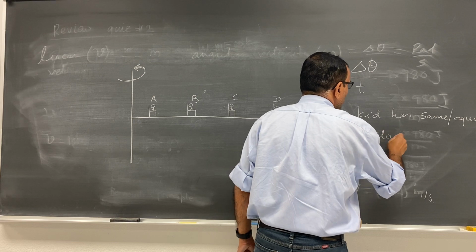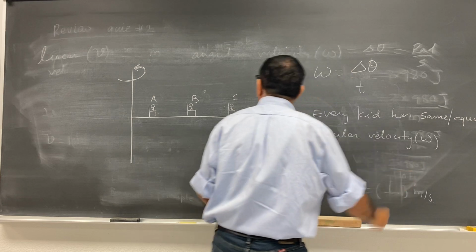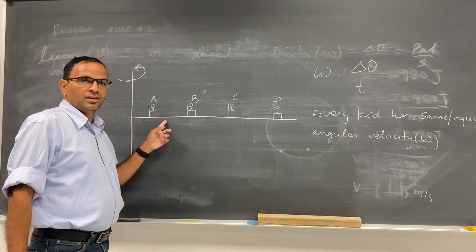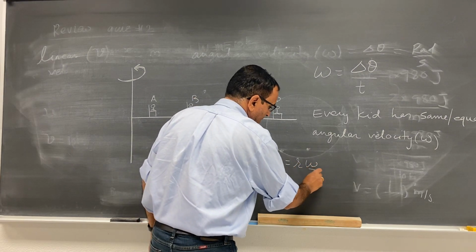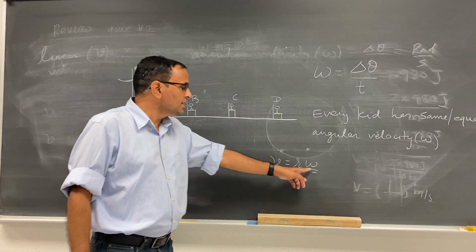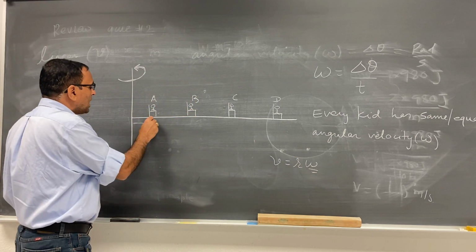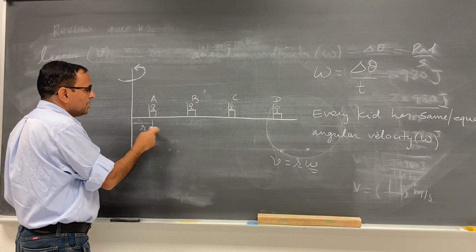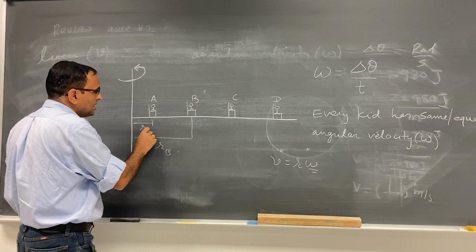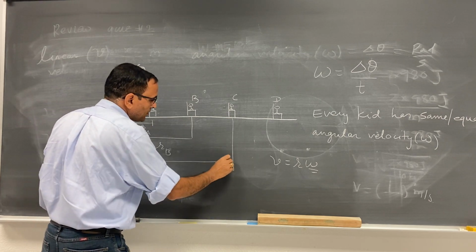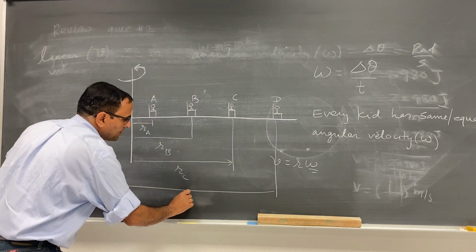The angular velocity is omega. But what about the linear velocity? Linear velocity is v equal to r omega. Omega is same for all. But r is different. Look, this is r for A. This is r for B. This is r for C, so you can write down rC. And this one, this is r for D.